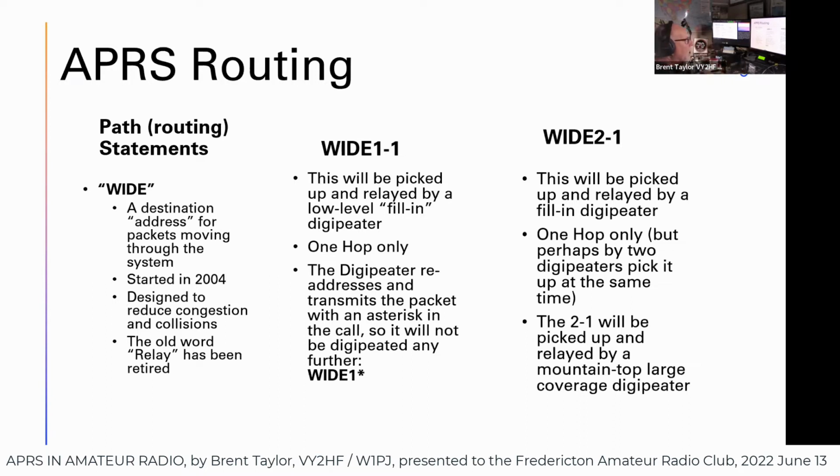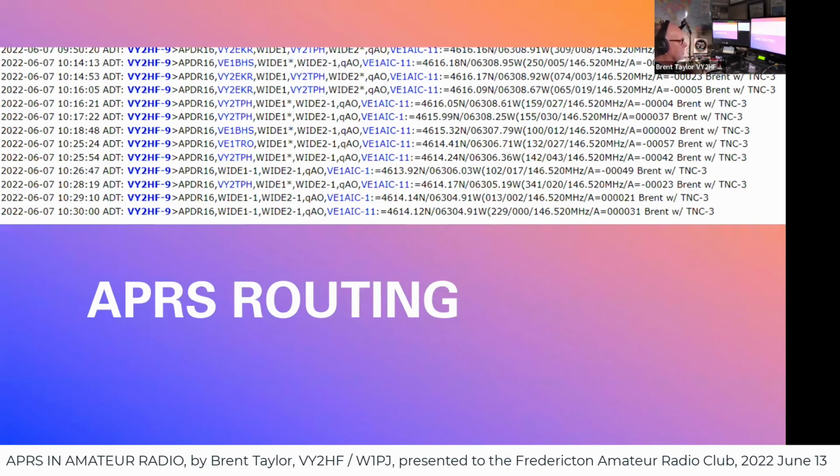Now, in the case of a wide 2, 2 or 3 digipeaters that are wide 2 aliased may pick up the packet and they'll do what they do. But it still won't go very far, because what will happen with the wide 2-1, it'll be relayed, but then it will get an asterisk appended on that, so it won't go any farther after that happens.